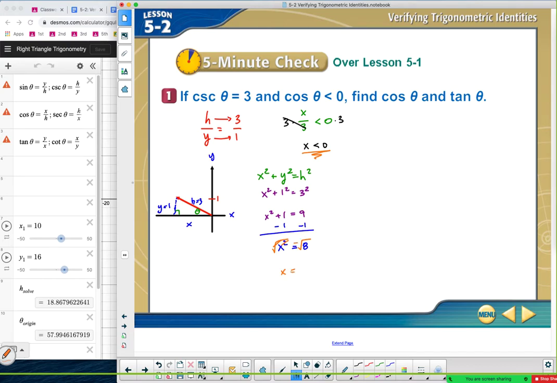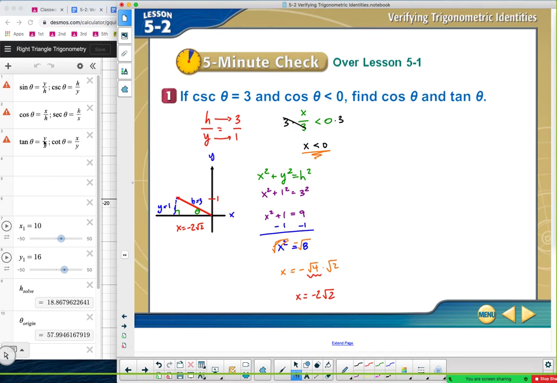X is going to be the negative of the square root of 8, which is the same thing as the square root of 4 times the square root of 2. What I'm doing is I'm breaking the square root down. Since 8 is not prime, it can be reduced, so I'm breaking it down to square root of 4 times square root of 2. The reason I did this is because we know the square root of 4. What is the square root of 4? 2. So it's negative 2 times the square root of 2. That's our x value. So I'll come over here and replace that. X equals negative 2 square root 2.